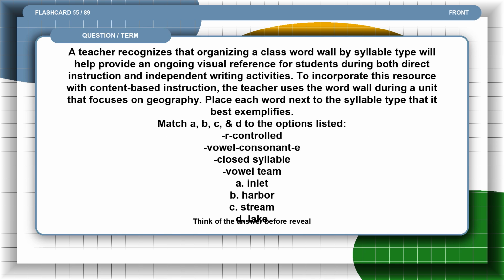Flashcard 55. A teacher recognizes that organizing a class word wall by syllable type will help provide an ongoing visual reference for students during both direct instruction and independent writing activities. To incorporate this resource with content-based instruction, the teacher uses the word wall during a unit that focuses on geography. Place each word next to the syllable type that it best exemplifies. Match A, B, C, and D to the options listed: controlled vowel, consonant-le, closed syllable, vowel team. A, inlet. B, harbor. C, stream. D, lake. Pause and think of the answer before the reveal.